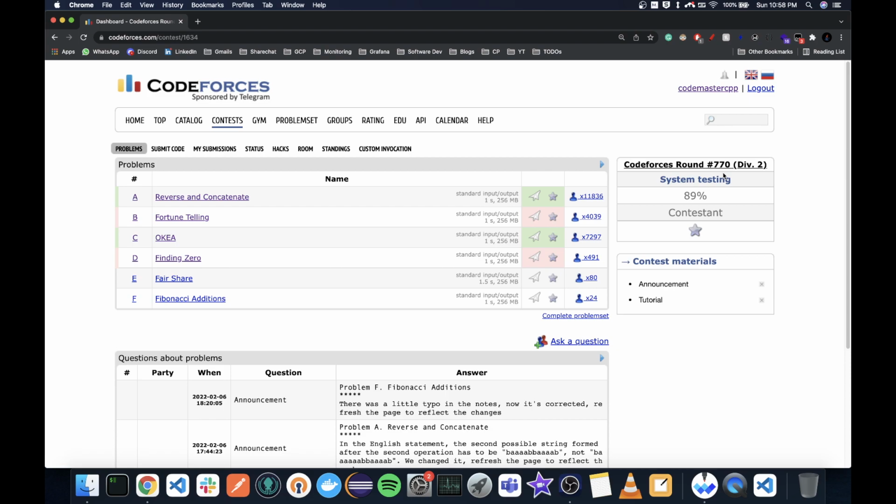This was a pretty good round, I think, even though I was not able to solve B. I know the solution now after discussing with my friends, and I'll be explaining A to D. I was able to solve ACD.